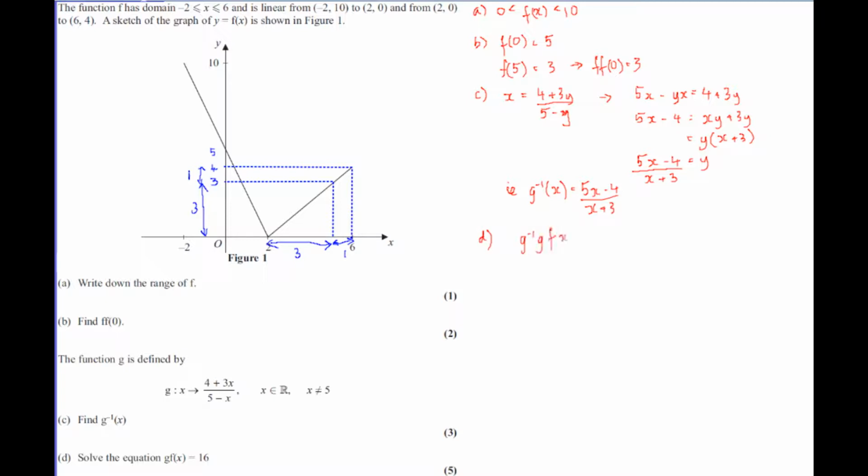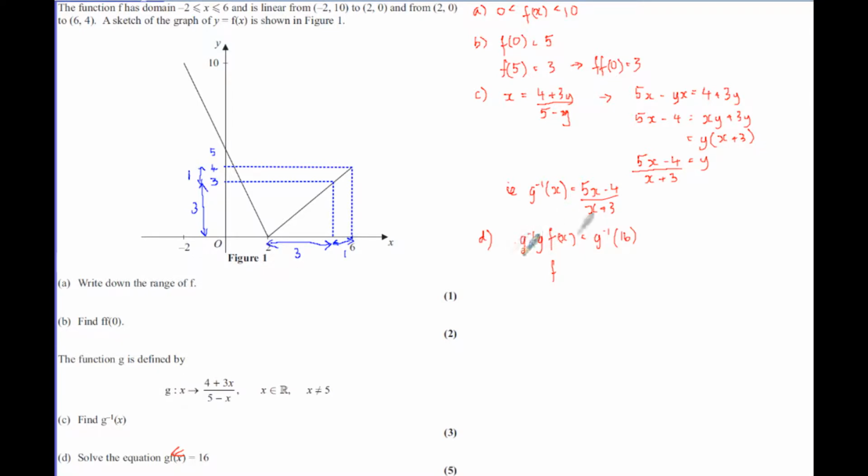And then we're going to use that in our last question, because we want to find gf of x is equal to 16. So what number do we plug into f, and then the answer we plug into g to give us 16? Well, we can get rid of the g function, which reduces our difficulty somewhat, by applying g minus 1 before it. Because if we do g of a number and then g minus 1 of a number, we get back to the number that we started with.